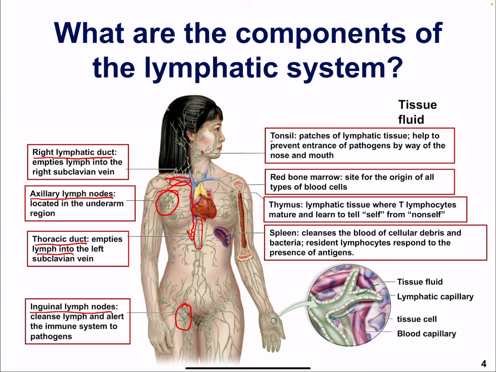We have the tonsils that are found in the nasobuccal area. They are patches of lymphatic tissue. They help prevent entry of pathogens below the mouth, right? So in the mouth and the nose, the tonsils play a role of protection so that the pathogens do not go further down.